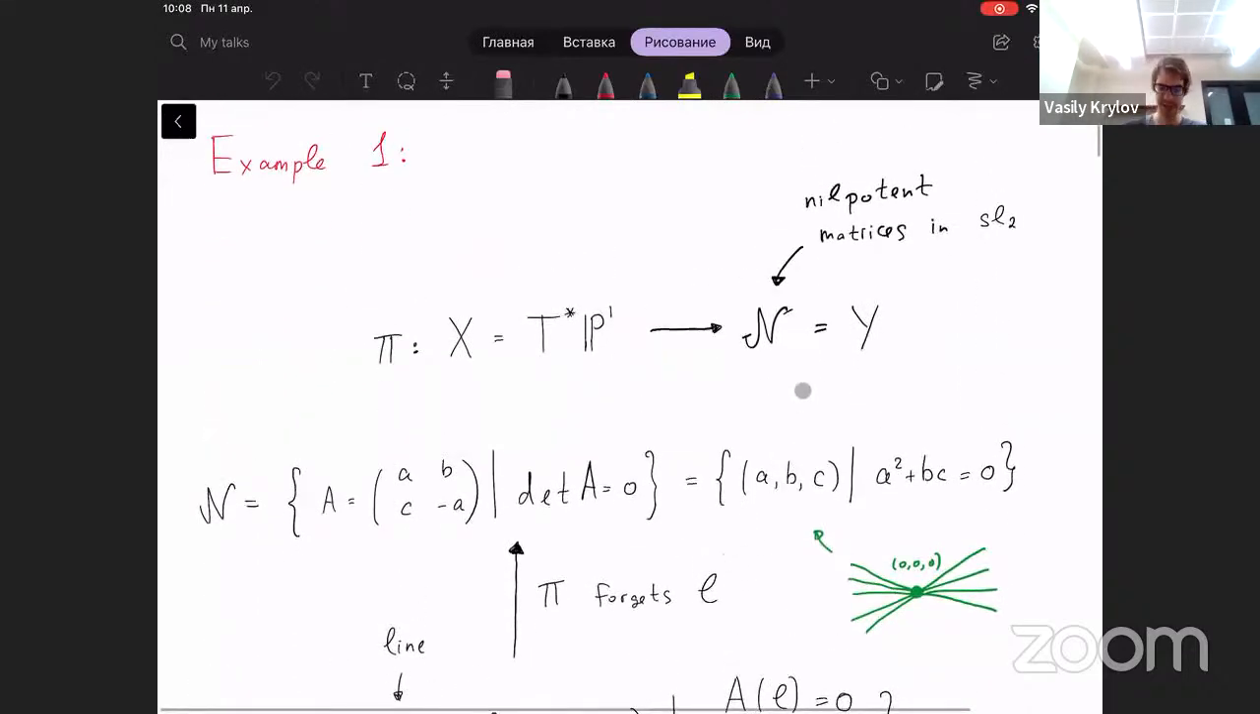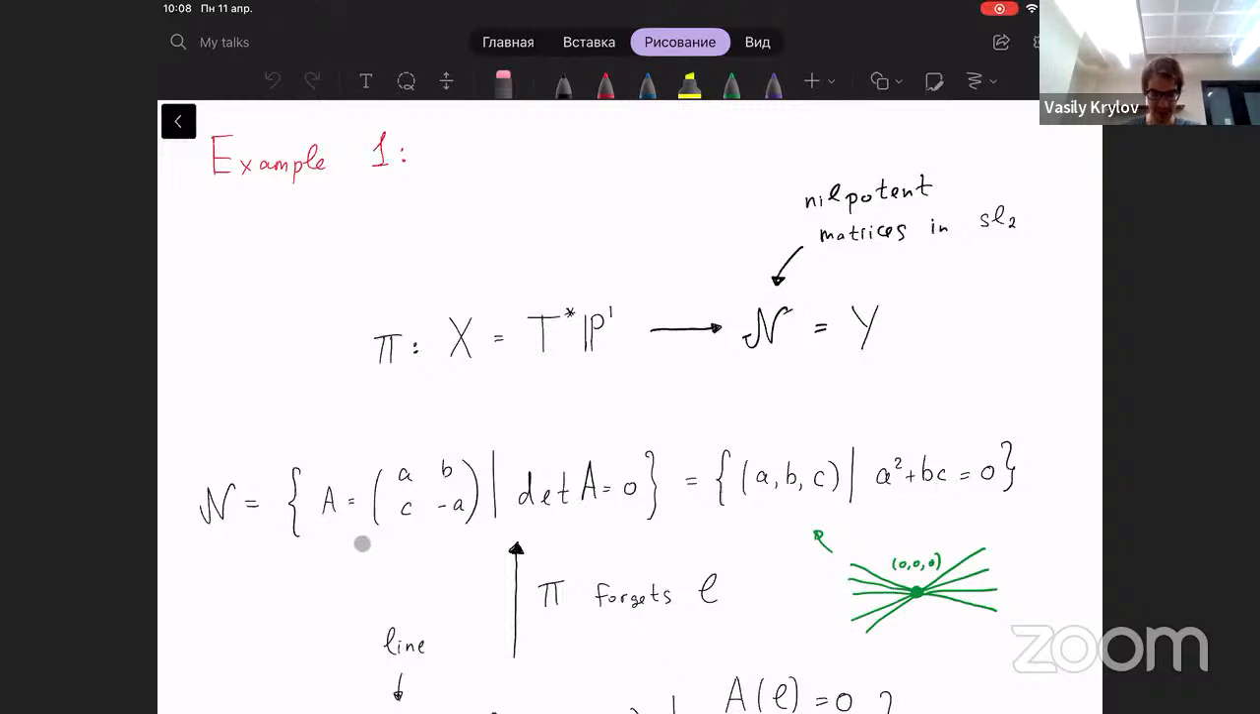So the first example, maybe the simplest one, is T star P1, which resolves the nilpotent cone inside SLN. What is that I denote by N? N is the space of nilpotent matrices inside SL2, sorry, SL2. And about this contracting action, the action just scales a matrix, just multiplies it by t. So every matrix contracts to just the zero matrix in this example. And let us describe N in this particular case.